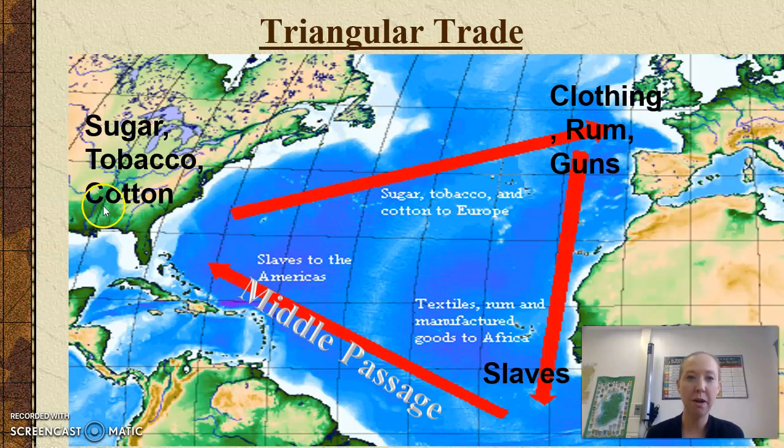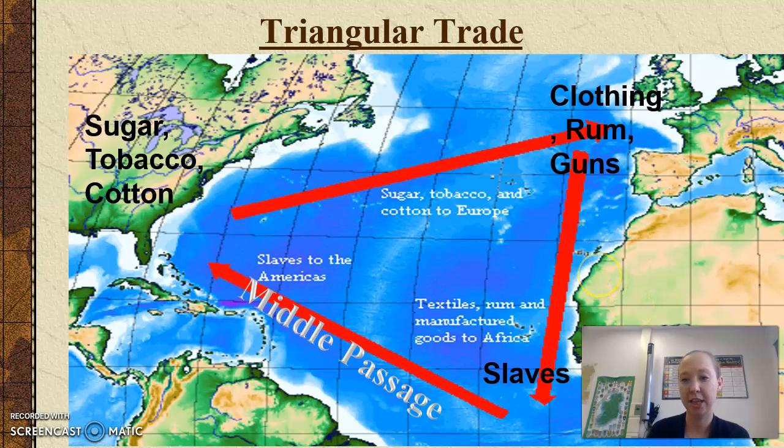Coming from the Americas, we have those raw materials, right? So we have those things that are going to be made into other things. So things like sugar, tobacco, cotton, right? Those things are going to be shipped over the Atlantic, over to Europe. And in Europe, those raw materials are going to be then made into manufactured goods, things like clothing, rum, guns, other products. Those manufactured goods are then going to be sold down here to the kingdoms of Africa, okay?